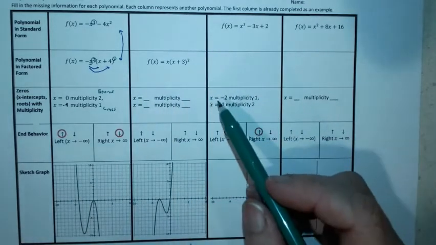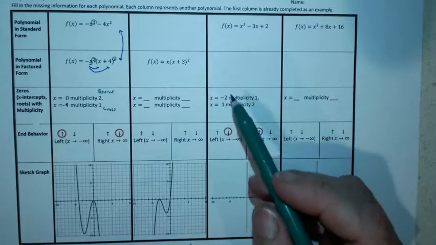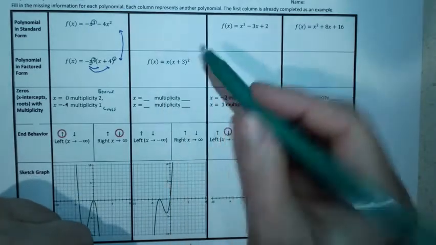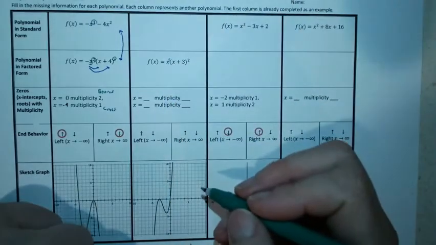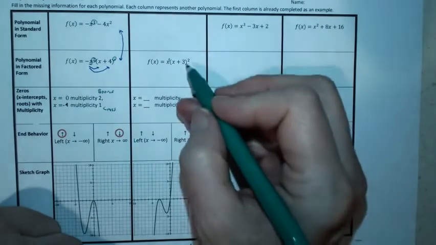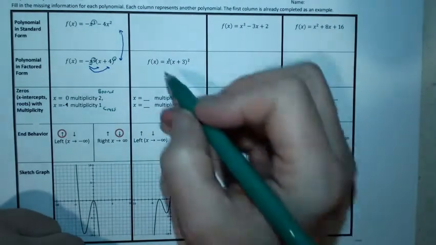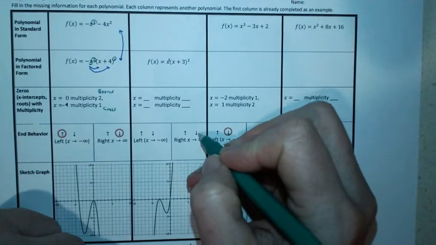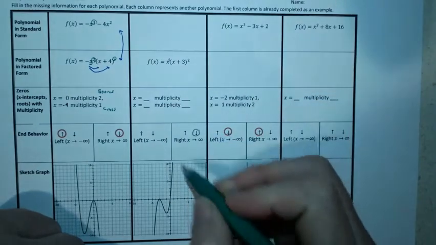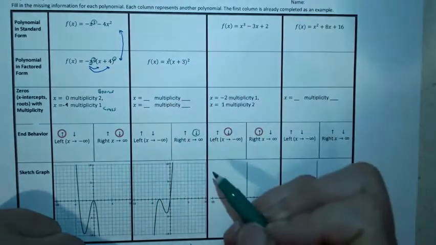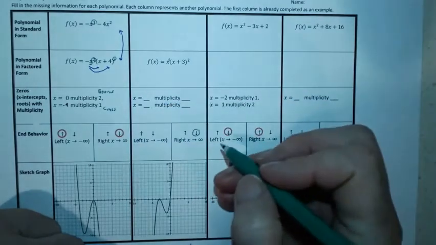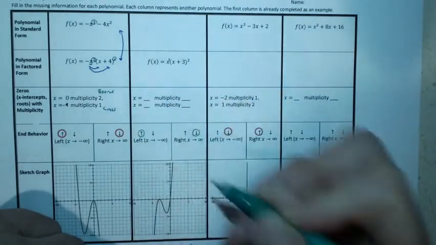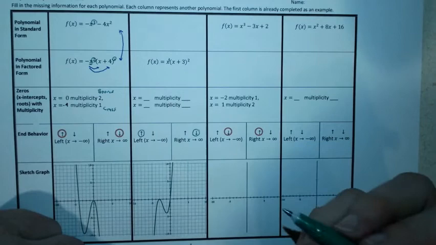So if I move over to this next column, I'm going to look and see what information I'm given here. I'm given my factored form here. This is a power of 1, so I know it's an odd function, right? 2 plus 1 is 3. That means my right-hand side is going to be going down. Because it's an odd function, my left-hand side will be doing the opposite thing, which is going to be going up. And it kind of shows you that on the graph as well.